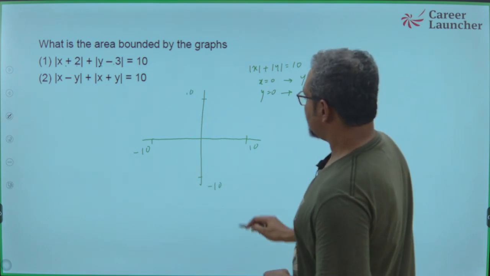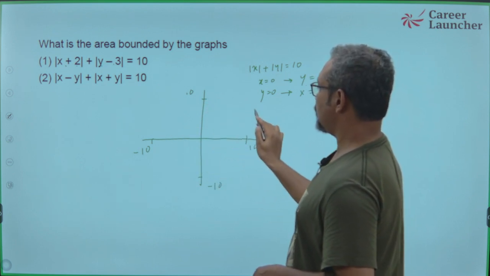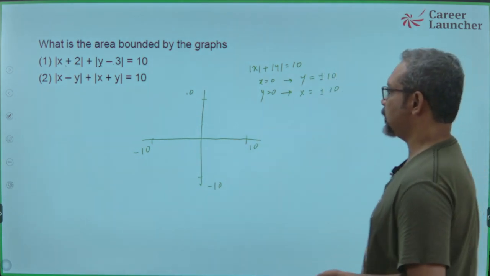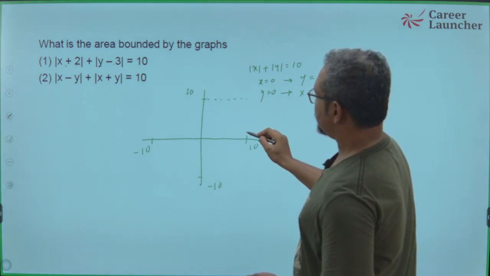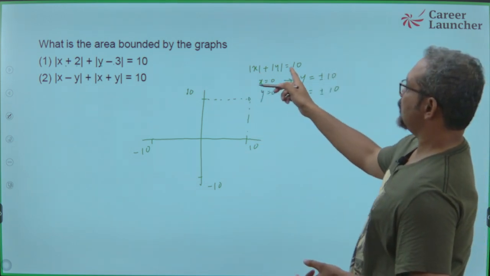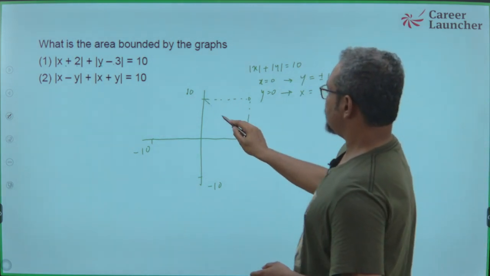So now the graph is either going to go as a rhombus sort of a shape like this, or it would be a square sort of a shape like this. How do you check which one it is? Just to check, a simple way, does 10 comma 10 satisfy? If x is 10, y is 10, the sum comes out to 20. We don't have 20, we just have 10. So the graph will look like this.